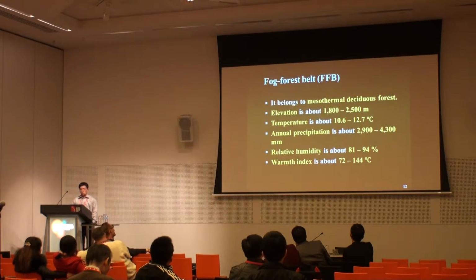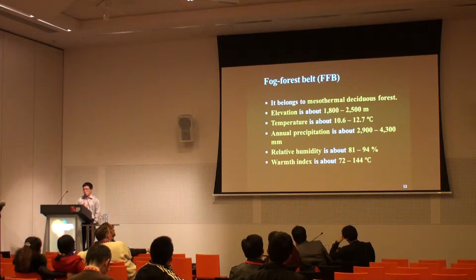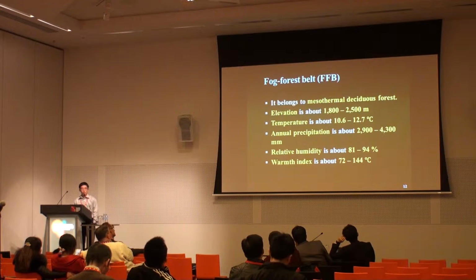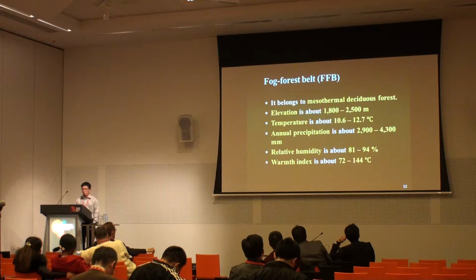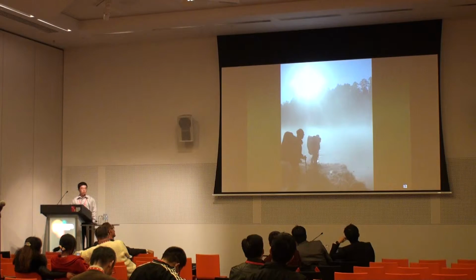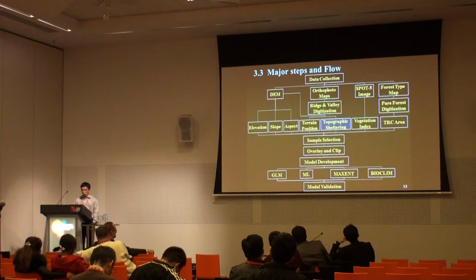And what is a fog forest belt? It belongs to mesothermal deciduous forest, and its elevation is about 1,800 to 2,500. And its most important feature is that its relative humidity is about 81 to 94%, so that it always looks just like this picture.